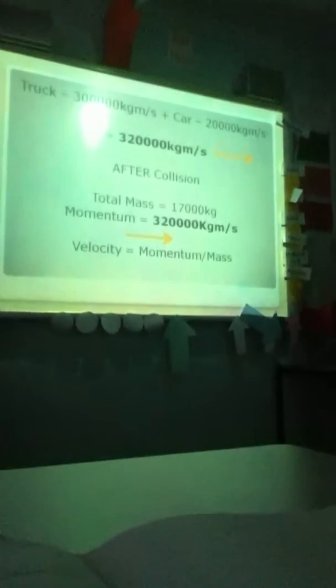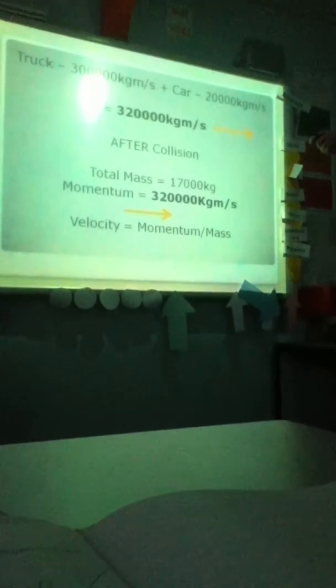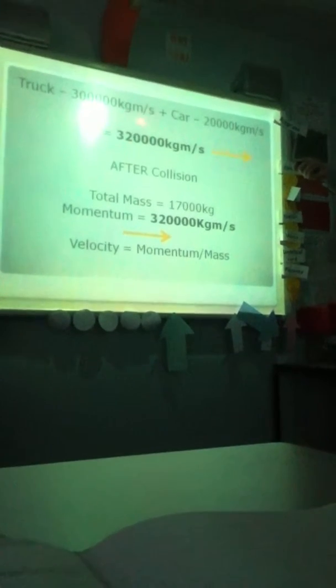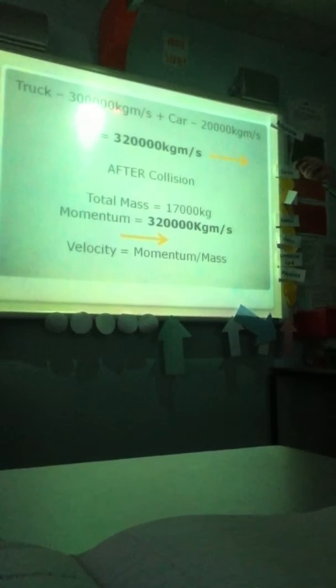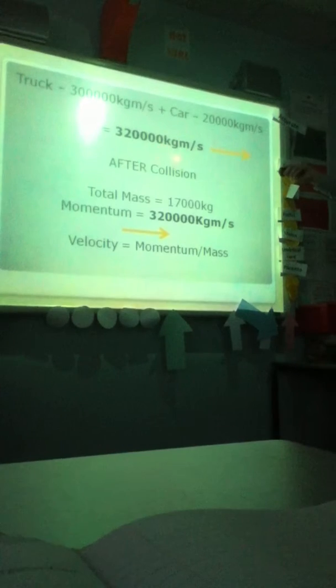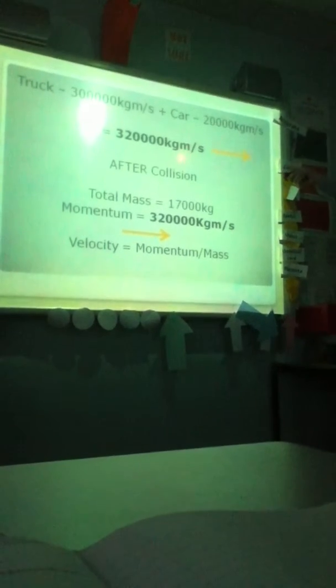So, here it is worked out. We've got the truck with 300,000 kilogram metres per second. I think I made a mistake a minute ago. I said 30,000. It's 300. Yeah, sorry. It's 300,000 kilogram metres per second plus the car's momentum of 20,000 kilogram metres per second gives us a total of 320,000 kilogram metres per second.